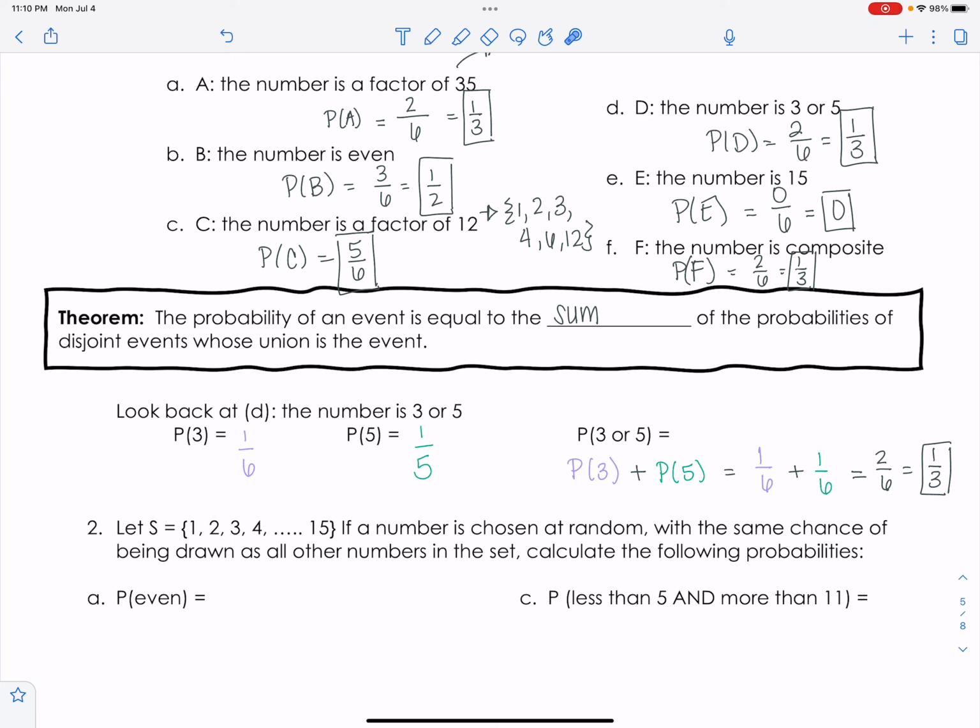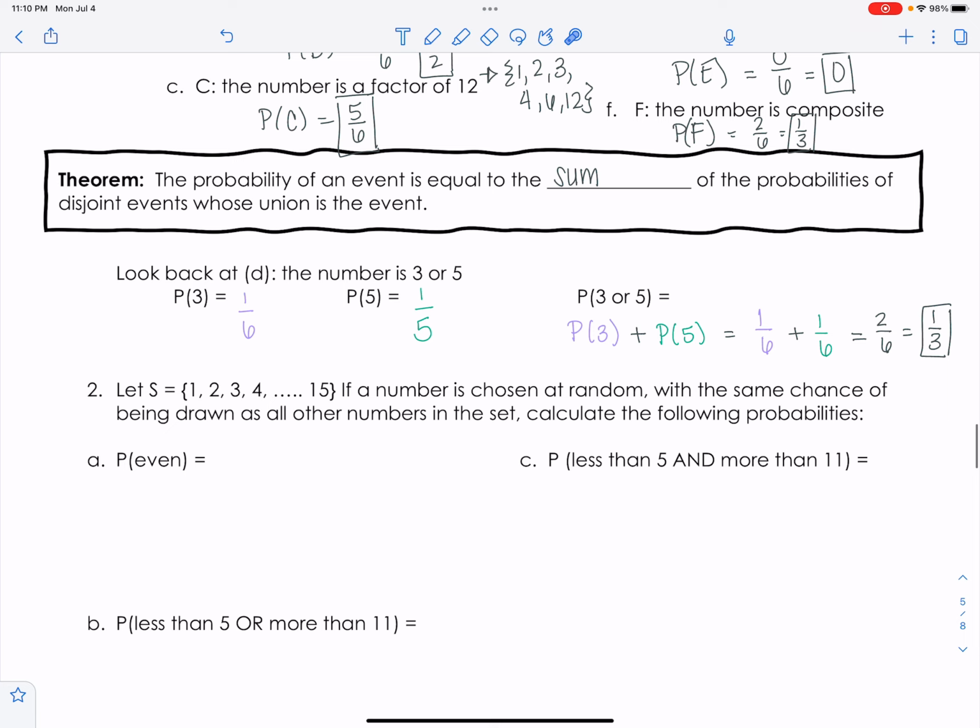So example 2 says, let S be the numbers 1 to 15. If a number is chosen at random with the same chance of being drawn as all the other numbers, so it's fair, calculate the following probabilities. The first one says, what is the probability of drawing an even number?